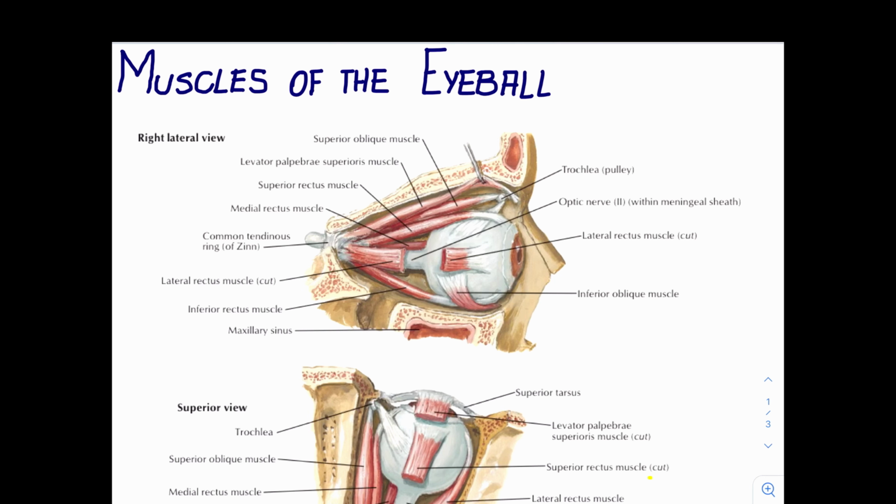First, we'll discuss the extrinsic muscles, which are basically 6 muscles: the superior rectus, the inferior rectus, the medial rectus, the lateral rectus, the superior oblique, and the inferior oblique. So first of all, we'll discuss the superior rectus.